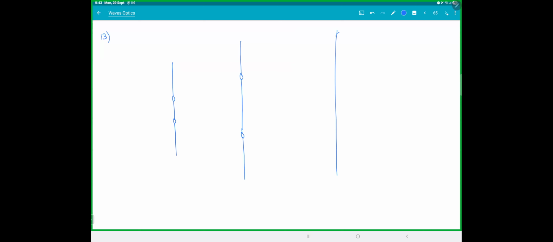You have a double YDSE. Let's say this is D1. Let's say this is D2. The distance between them is D. The distance between them is 2D.